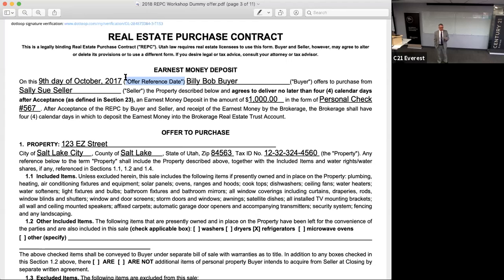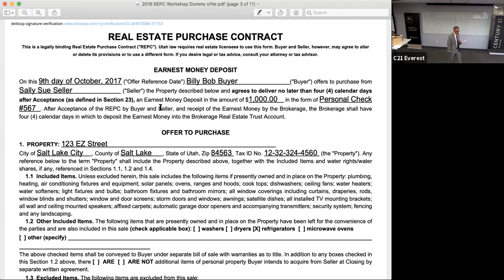And to some extent, I think what sometimes people will do is on the addendum, they think the offer reference date is the date the contract was actually signed, which may or may not be the same date as this date up here. So just keep in mind where that shows offer reference date, this date right here is the date that we are going to use on every addendum. Okay, so that's the importance of that.